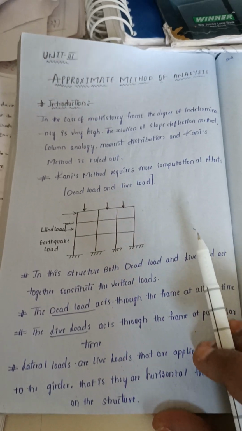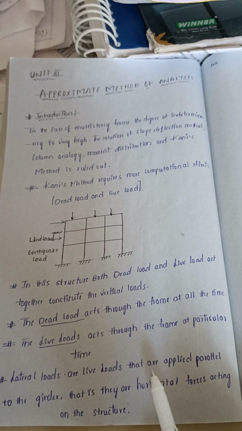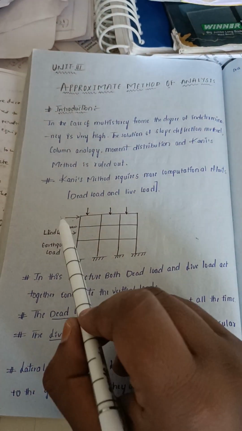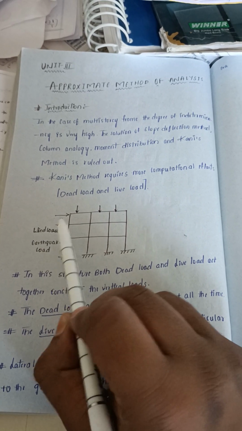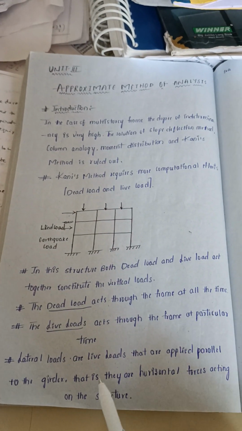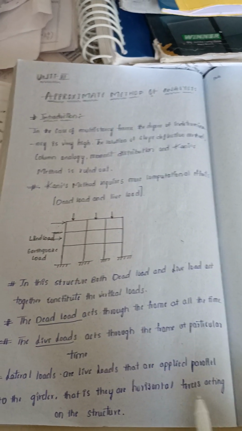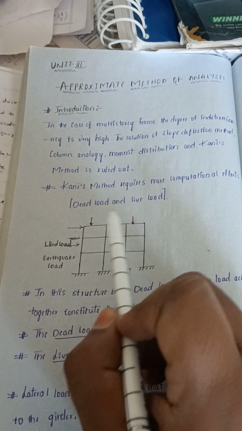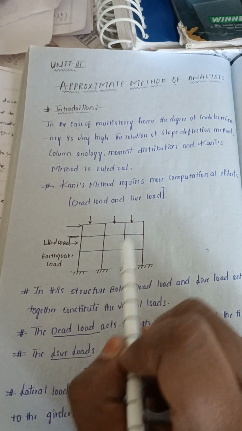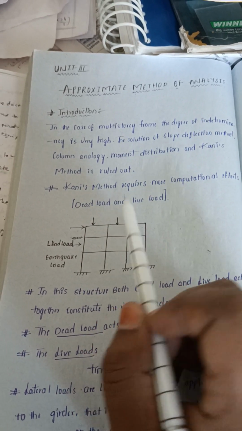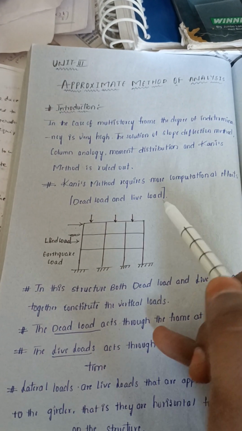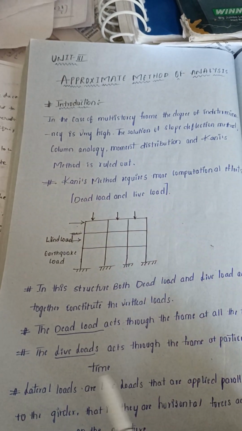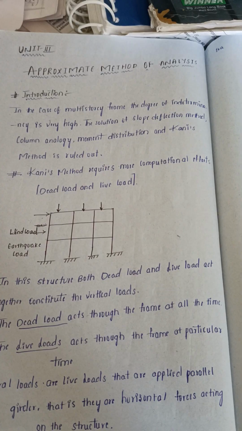The lateral loads are the live loads that are applied parallel to the girder. That is, they are horizontal forces acting on the structure. So these are the lateral forces, these are the vertical forces. Any force may be there on the multi-story frame: lateral forces, vertical forces, etc., and dead loads, live loads will be there. Dead loads will act always on the frame. Live load will be acting at a particular time only.